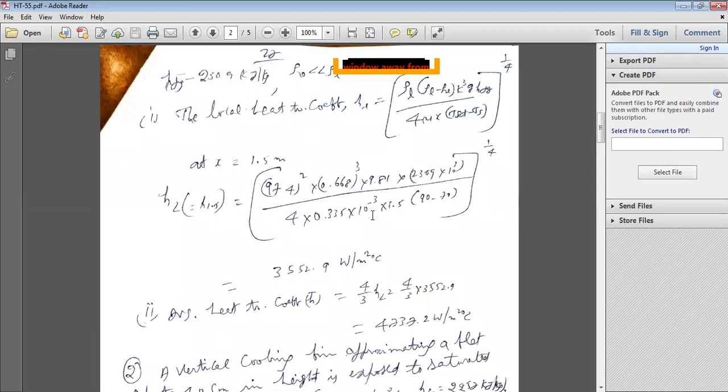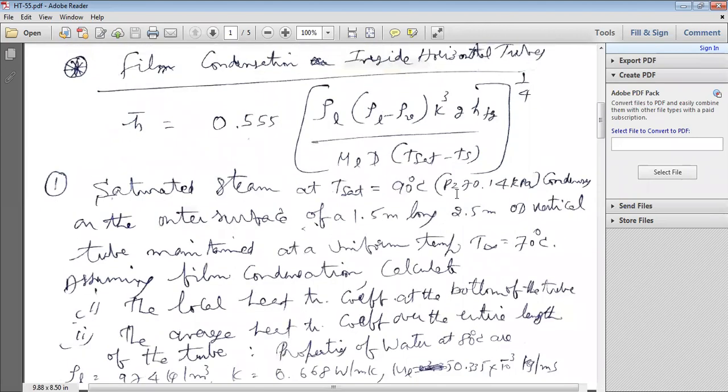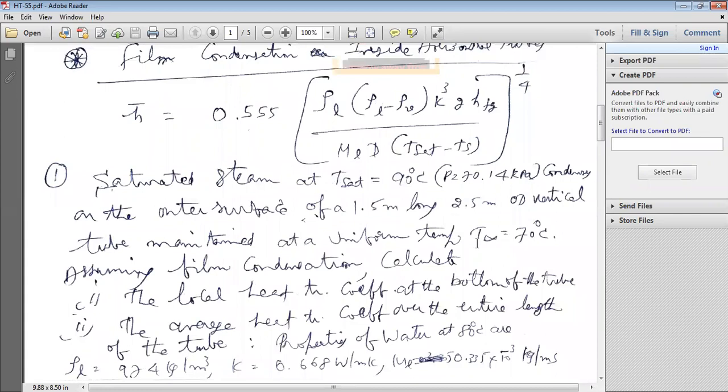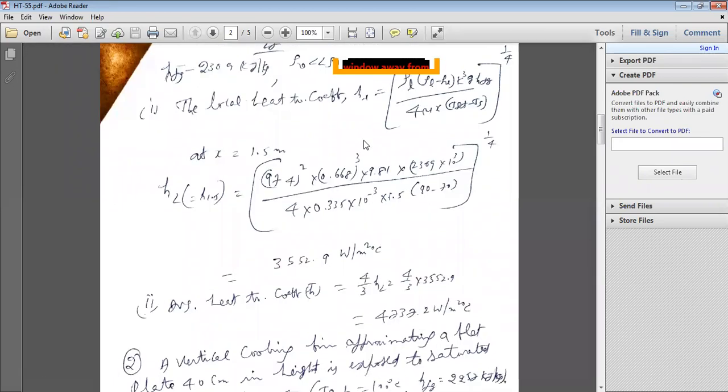0.335 in 10 power minus 3, into x value 1.5 meters, and T saturation 90 degrees centigrade, Ts the surface temperature 70. This is Ts only, 70 degrees centigrade, surface temperature. So the vertical tube is maintained at a uniform temperature of 70 degrees. That is the surface temperature of the vertical tube.